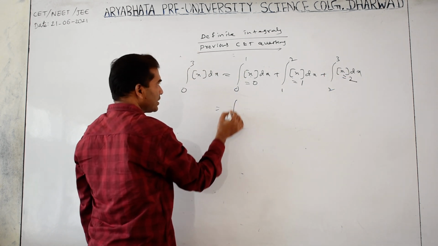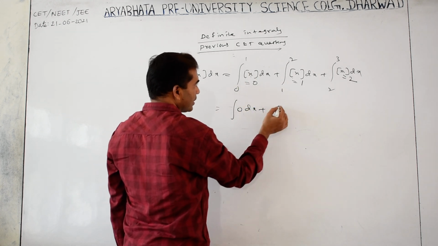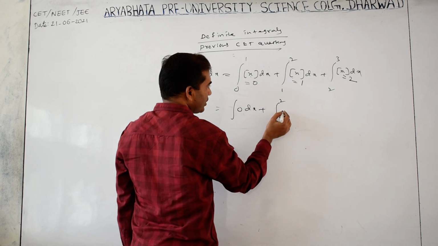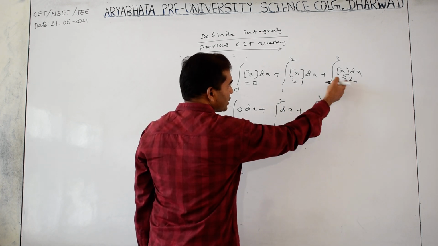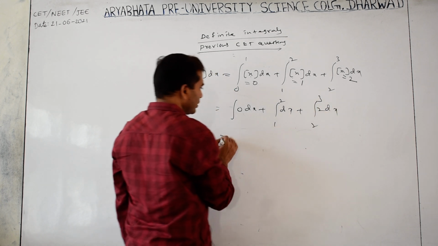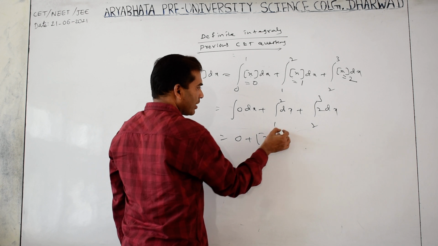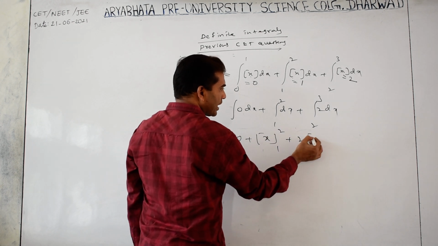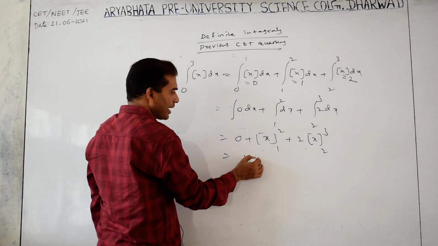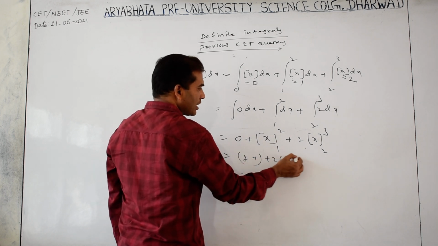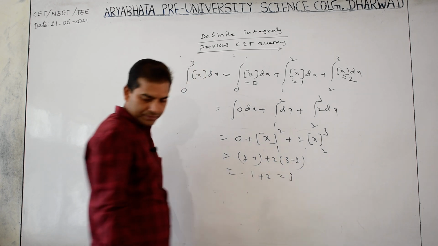So first eliminate step x. This value is 0 plus integration of 1 to 2, where step x value is 1, dx, and 2 to 3 where step x is 2, dx. So this is 0, integration of 1 dx is x with limits 1 to 2, integration of 2 dx is 2x with limits 2 to 3. Upper limit 2 minus 1 plus lower limit 3 minus 2, which is 1 plus 2, the answer is 3.